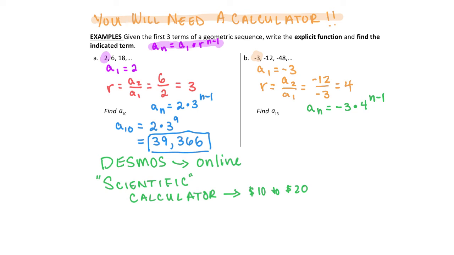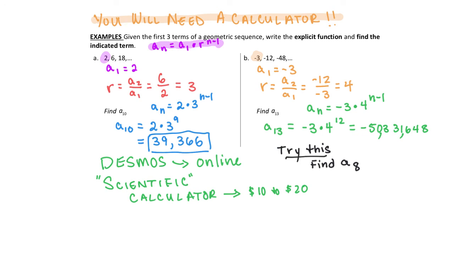In this problem here, I want to find a of 13, or the 13th term in my sequence. So negative 3 times 4 raised to the 12th. So it's always 13 minus 1. So don't forget that minus 1. That happens a lot. It's the biggest mistake. This gives us negative 50,331,648.